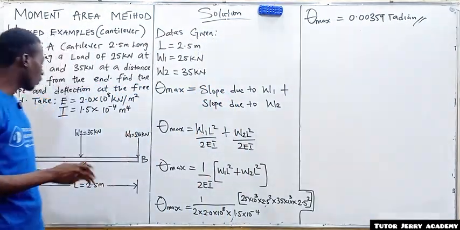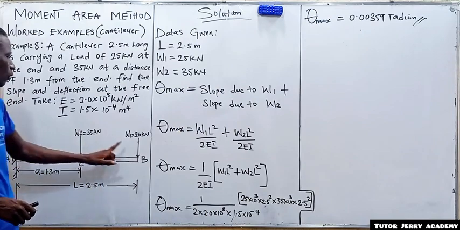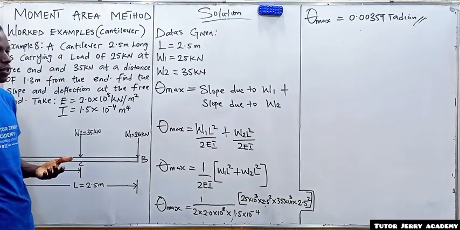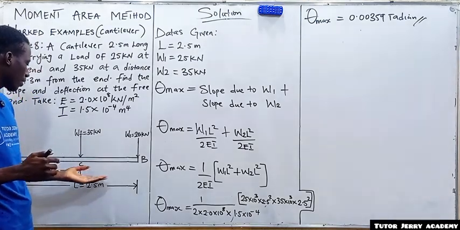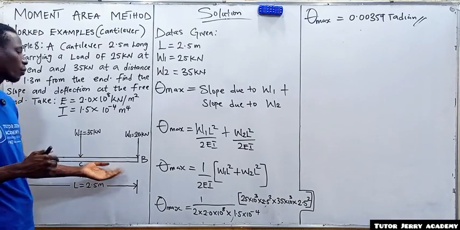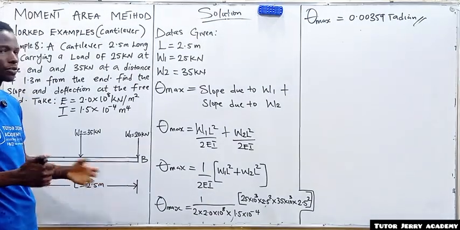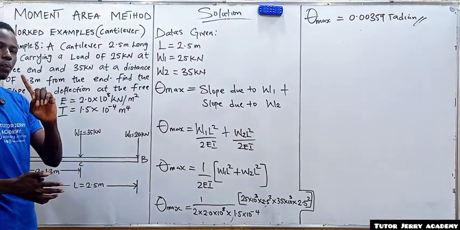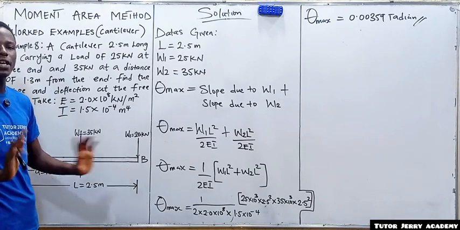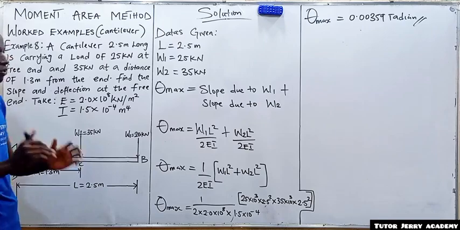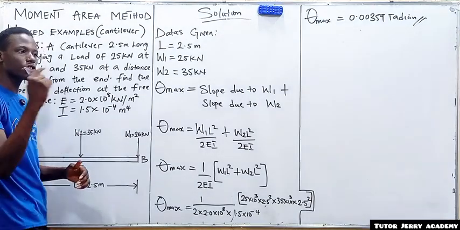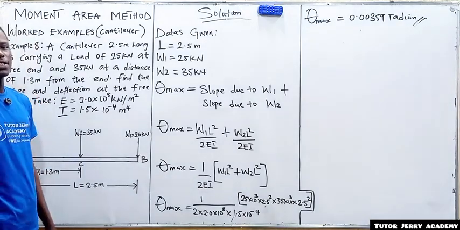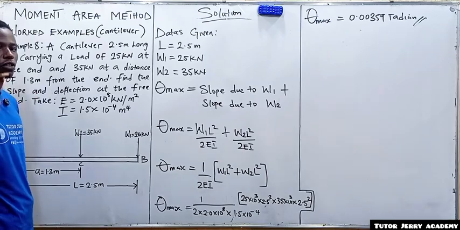Now the deflection caused by W1, in our previous video, we have considered these cases, both on the double integration method. We have considered a case like this where we have a cantilever with a point load at the free end. When we have a cantilever with a point load at the free end, the maximum deflection will be nothing but WL to the power of 3 all over 3EI.